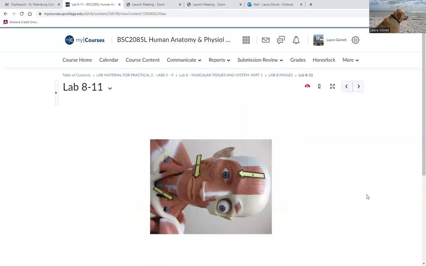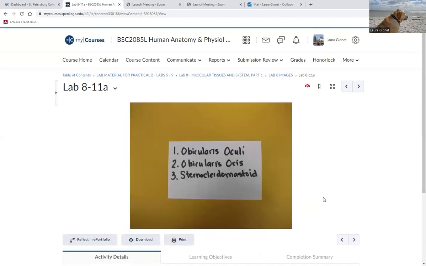Okay, as we mentioned before, now we're going to start looking at muscles. So here, if we could rotate this vertically, number 1 is looking at the circular muscle of the eye, 2, the circular muscle of the mouth, and 3 is looking at that sternocleidomastoid, or what we call the SCM. All right, so we have orbicularis oculi, orbicularis oris, and sternocleidomastoid.